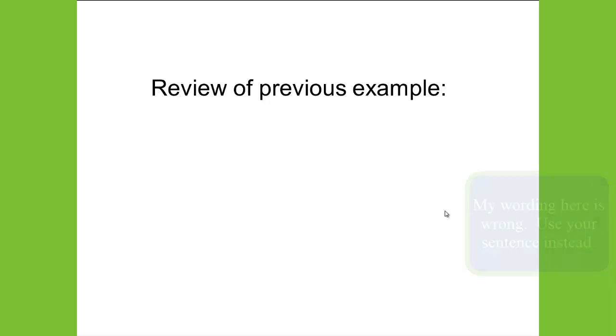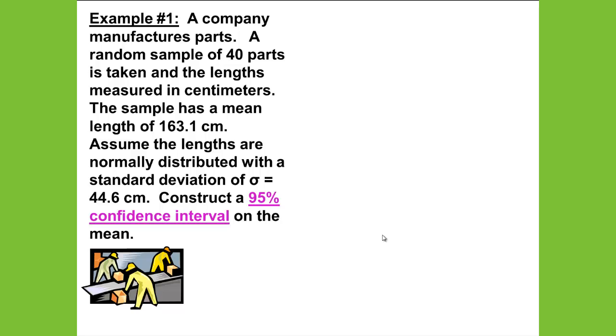Let's do a brief review of the previous example, and this is the way that you would work the problem from the start without all the added little bits that we did as an explanation. We have the example. A company manufactures parts. A random sample of 40 parts is taken and the lengths are measured in centimeters. The sample has a mean length of 163.1. Assume the lengths are normally distributed with a standard deviation sigma equal to 44.6. Construct a 95% confidence interval on the mean.